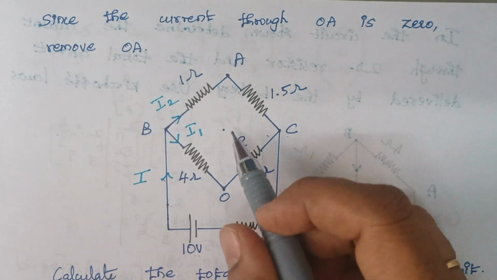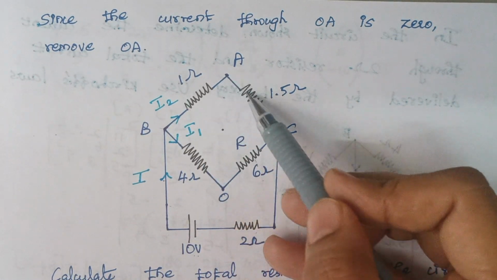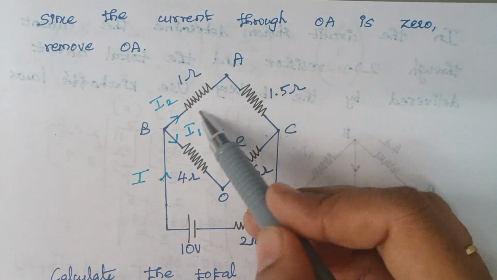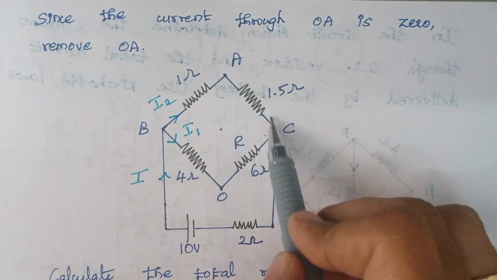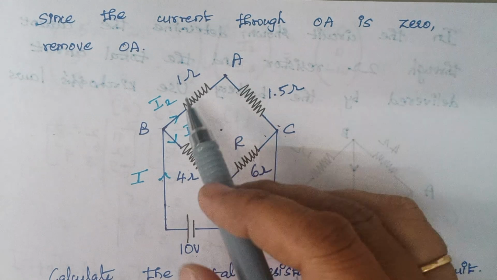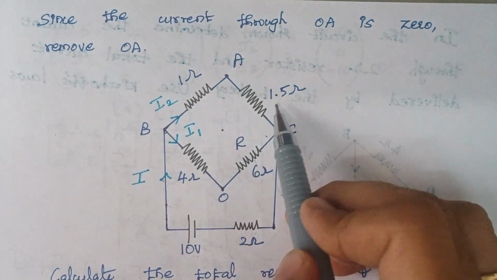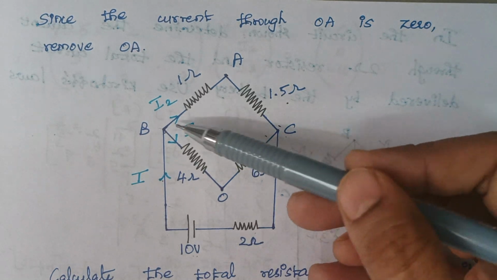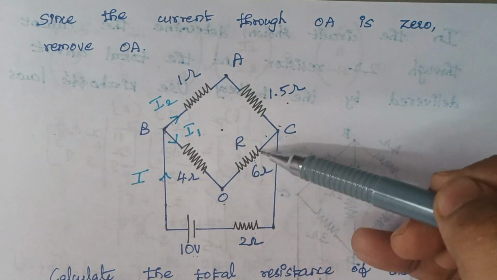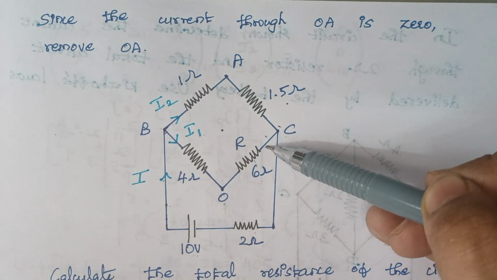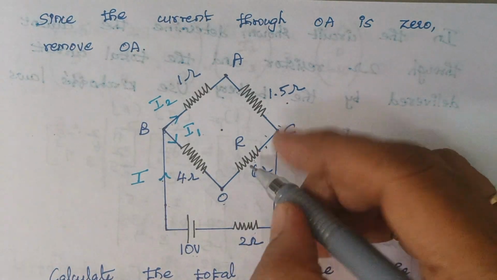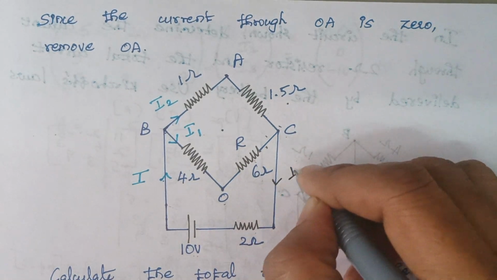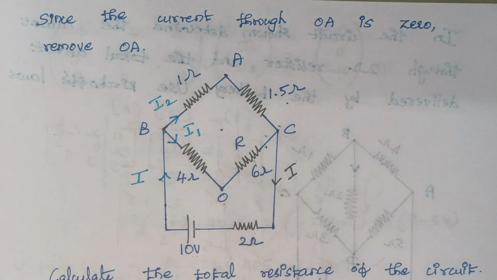Now can you tell me the reason why this I2 does not get divided anymore here? Because you see at this node there is only one resistance which is connected. Therefore the same I2 flows through this 1.5 ohm resistor, and here also the same current I1 flows through this 4 ohm as well as through this 6 ohm also. Right. So again in the return path we will be having the same I that flows downwards.